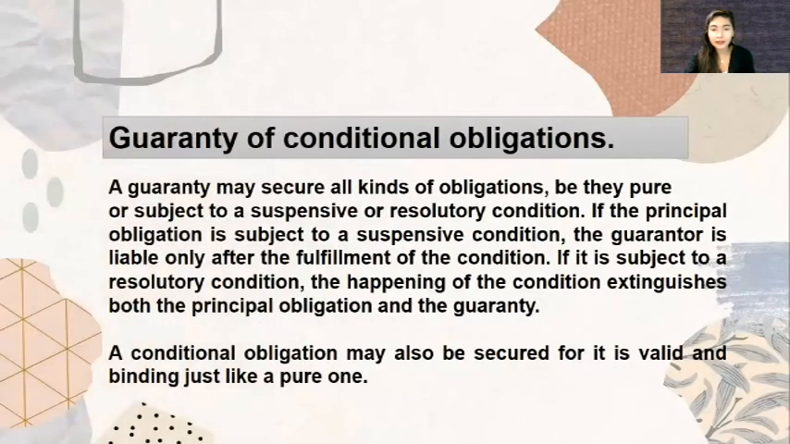And we have this guarantee of conditional obligation. Obligations to be incurred on the happening of a condition are covered by the second sentence of Article 2053. A conditional obligation may also be secured, just like a pure one. A guarantee may secure all kinds of obligations, be they pure or subject to a suspensive or resolutory condition. So if the principal obligation is subject to a suspensive condition, the guarantor is liable only after the fulfillment of the condition.